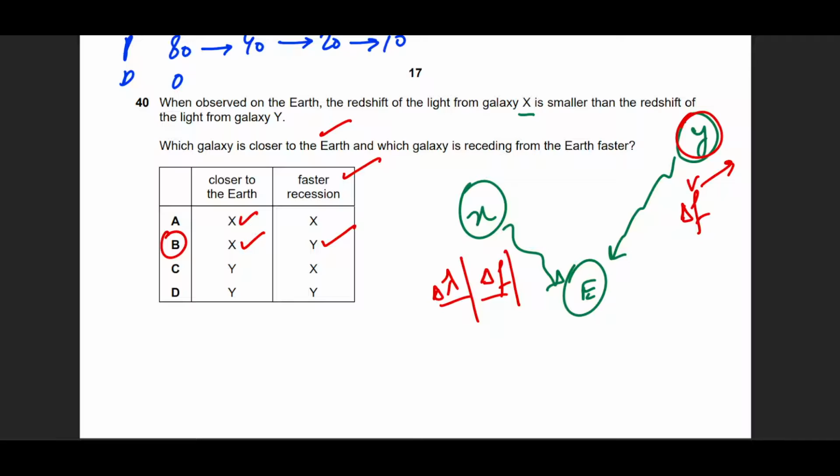But it does not mean that galaxy X is not moving away. Galaxy X is also moving away from us. But since Y is further away, and the evidence is from the Doppler effect, it will be moving at a faster speed. So let's say Y is moving away at 100 meters per second, and X may be moving at 70 meters per second. And the Doppler effect or the change in redshift is, let's say, 50 nanometers for this one and 70 nanometers for the other. So greater change in frequency, greater speed; lesser change in frequency, lesser speed.